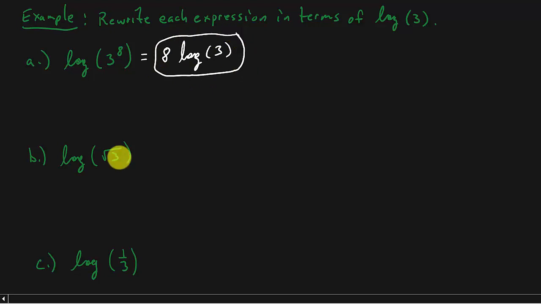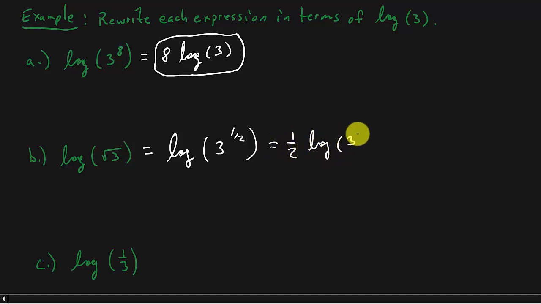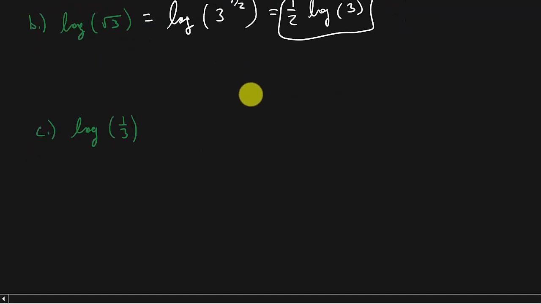All right, so what about this one? This is square root of 3. All right, so what am I going to do with that square root there? Well, we could write this as what? 3 to the 1/2, right? Remember, changing from radical form to exponential form. So the square root of 3 is the same thing as 3 to the 1/2. And now I can take this exponent and move it down in front. So that's going to be 1/2 log 3. And there's my answer.